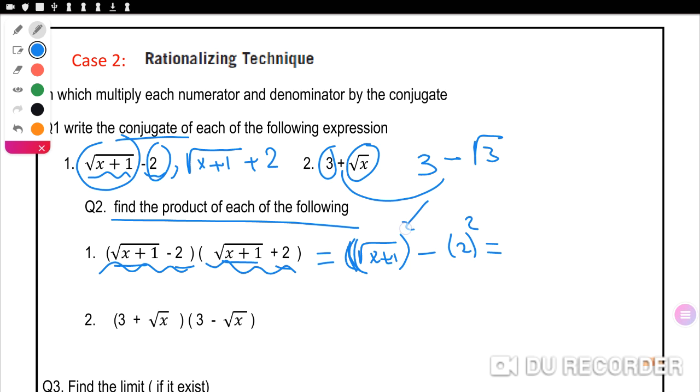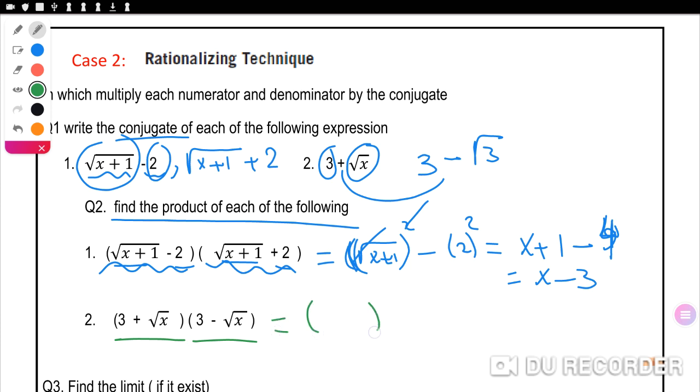As you know, the squaring cancels the root, so it will be x plus 1 minus 2 squared, which means 4. So it will be x minus 3. That is the product of this expression by its conjugate. Here, in the same way, it looks like the difference between two squares. It means the squared value here minus the squared value here. I think it's so clear.